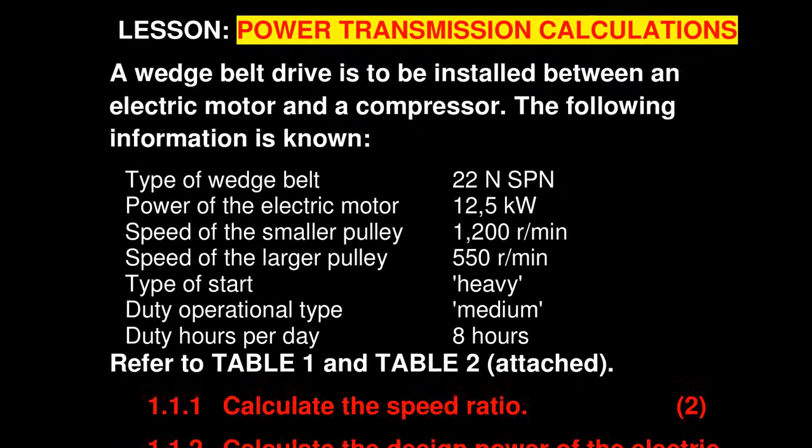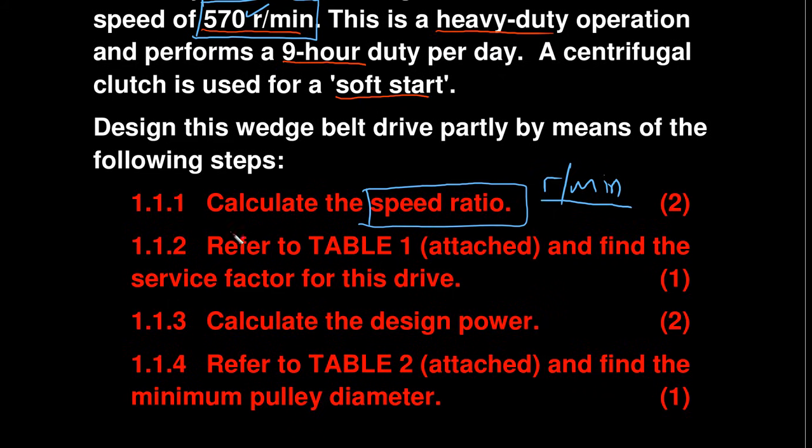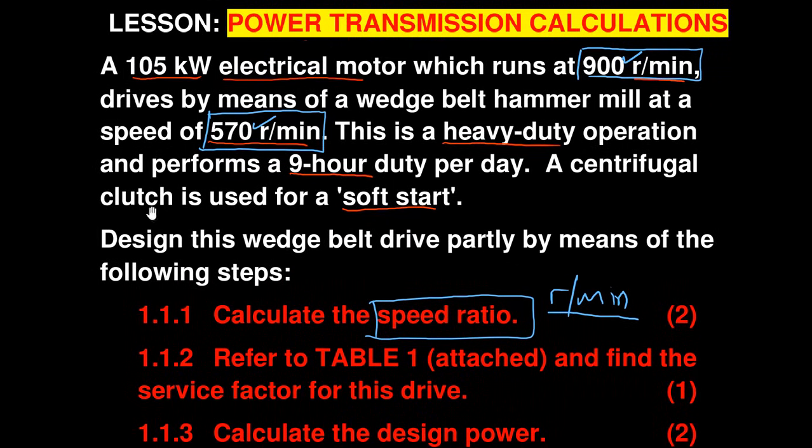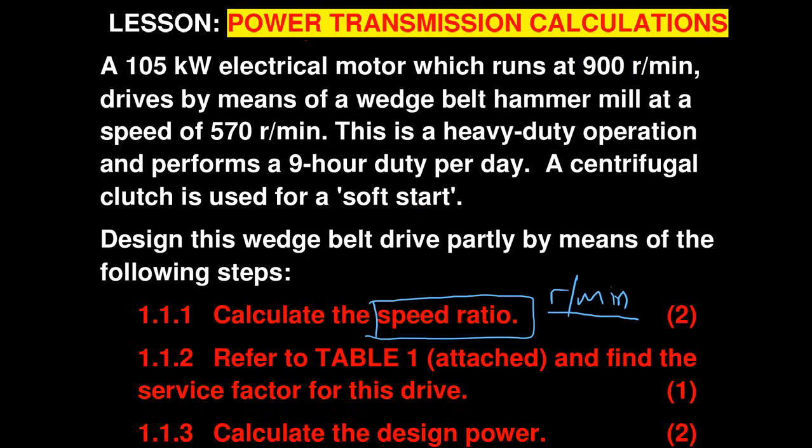Now let's look at the question. It says, refer to table 1 attached and find the service vector for this drive. Now I need to look for that information that is given, three things that I'm looking for. If I can now erase what I was underlining.